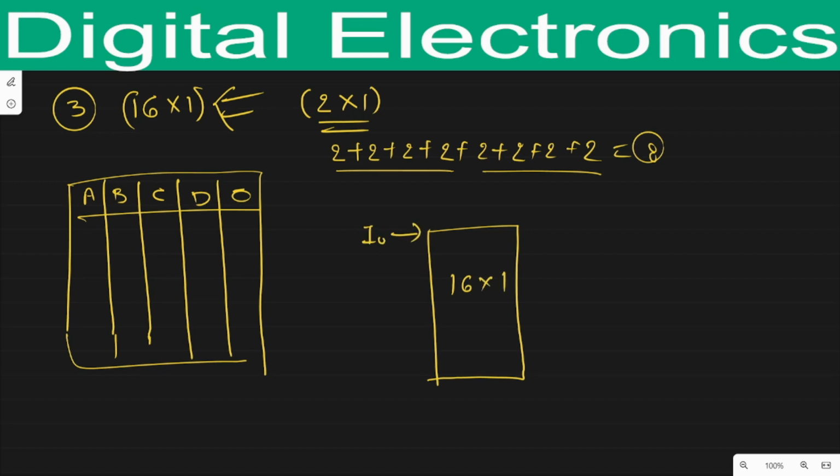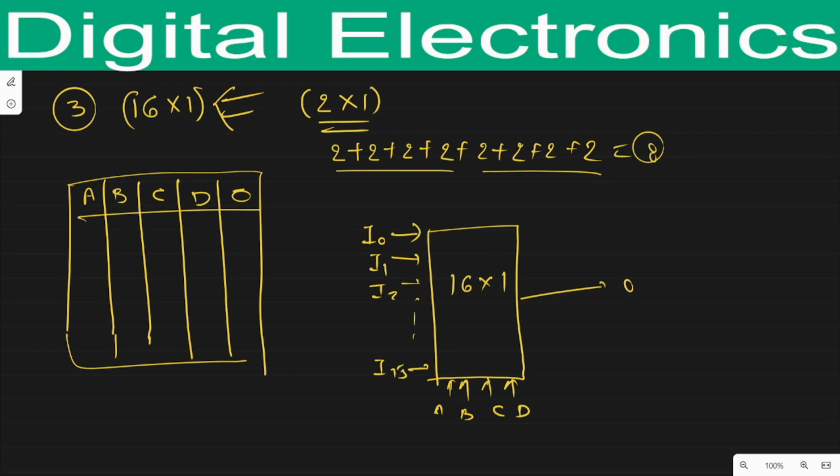Here the inputs are I0, I1, I2 till I15. Because there are 16 inputs, to select these 16 inputs we need 4 selection lines. These are our selection lines, that is A, B, C and D. Accordingly we will get output as O. So this one will be the block diagram and this one is the truth table.